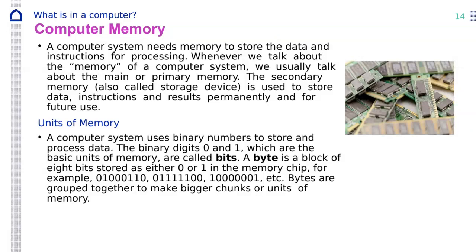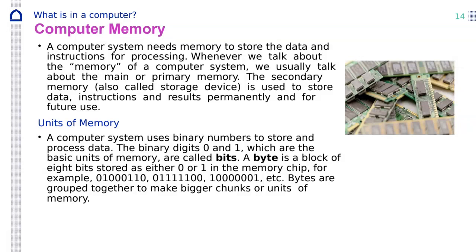Now, what about computer memory? What is computer memory? A computer system needs memory, we already agree on that, to store data and instructions. So when we talk about memory, we usually talk about the main memory or primary memory. The secondary memory, also called the storage device, is used to store data, instructions, and results permanently and for future use.